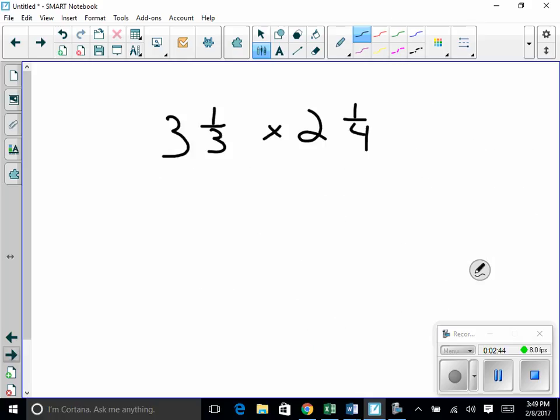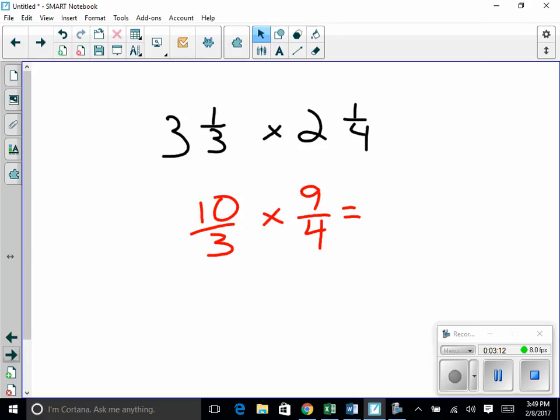Look at this one. 3 1/3 times 2 1/4. First step, let's convert them into improper fractions. So 3 times 3 is 9, plus 1 is 10. So you have 10/3 times 2 times 4 is 8, plus 1 is 9. So we have 9/4. And you could multiply straight across, but as what we've been working on is looking at how to reduce these before we work on them.